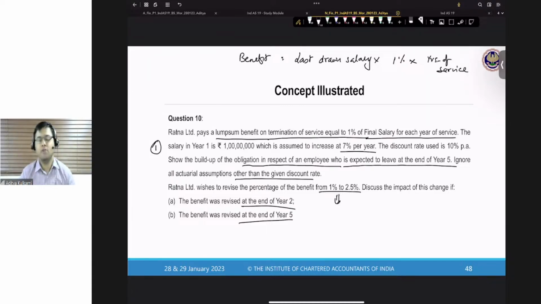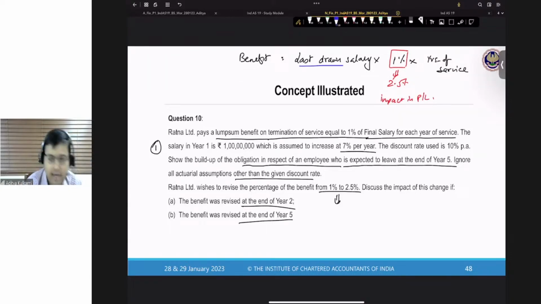Okay, what is changing is this: 1% is increasing to 2.5%. It is not an actuarial assumption. It is a fact which you are changing. And because this fact is changing, where are you going to recognize the impact of this change? You will obviously recognize the impact in P&L.